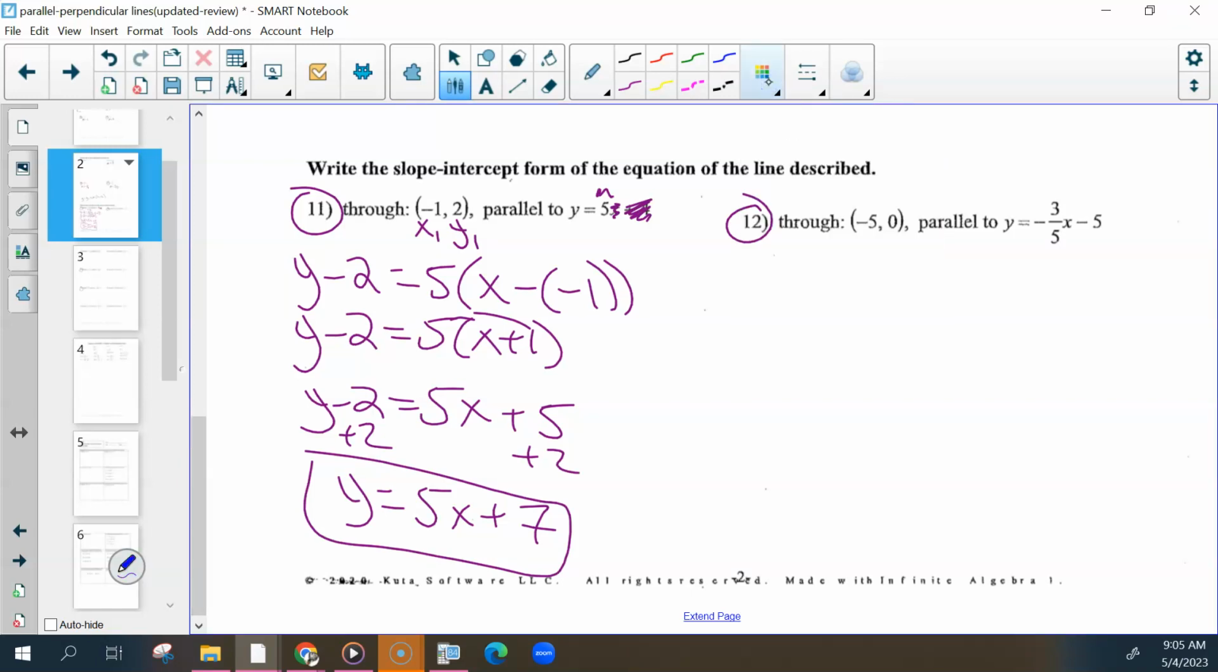Let's try the next one. Same thing. Go through, label everything. This is parallel, so it has to be the same. You can get rid of the x minus 5. You don't need that. This is going to be x1 and y1. So now you have the things you need to put everything together. So y minus 0 equals negative 3 over 5, x minus a negative 5.